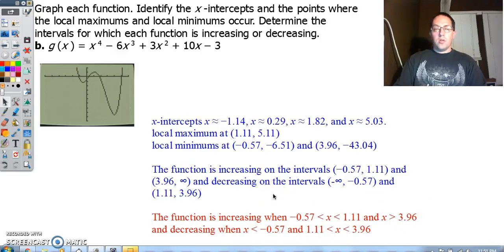Alright, so hopefully that was useful. Remember, we're just going to do this in the calculator. If you want to do it by hand, take calculus, and you can figure out how to come up with those maximums and minimums. But for right now, for Algebra 2, we're just going to use the calculator to get those. And that's that. I hope that helped.